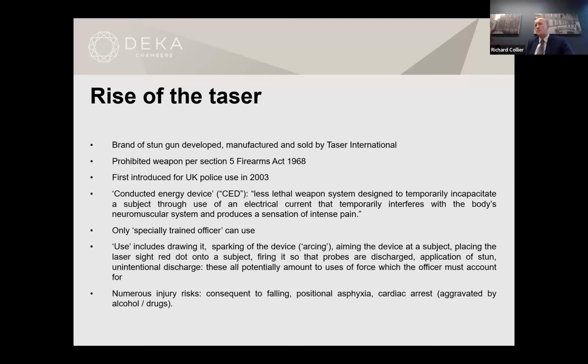It includes aiming it at the subject, aiming it with the laser sight red dot onto the subject, firing it so that the probes are discharged, but there is no actual stun provided. It includes then obviously firing it with the probes being discharged and then the application of the stun. It includes unintentional discharge. Now, the relevance for litigators, these all potentially amount to uses of force, which the officer then must account for. And this may feature in cases which at the outset don't appear to be primarily about tasers.